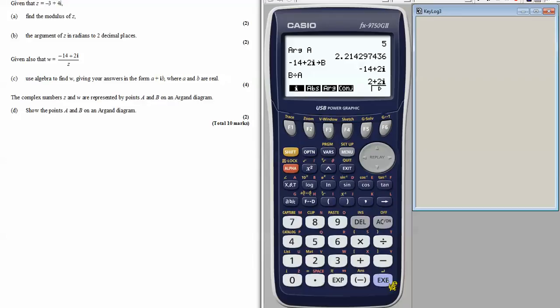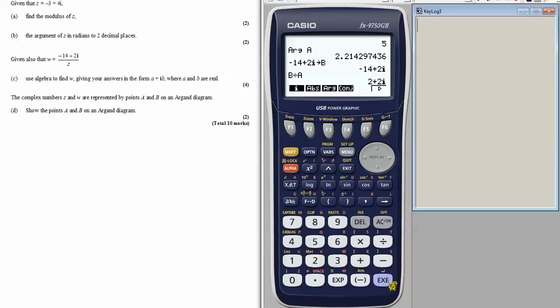However, read the question. It says use algebra to find w, giving your answer in the form a plus ib. So what you must do is actually work it out properly with the complex conjugates, but this allows you to check your answer. There's no excuse for ever getting this wrong, because if you do it and you don't get the right answer according to your calculator, then you know that you've probably done something wrong. Obviously this relies on you being able to confidently use your calculator, which is why you must practice this before the exam if you want to use it in the exam.